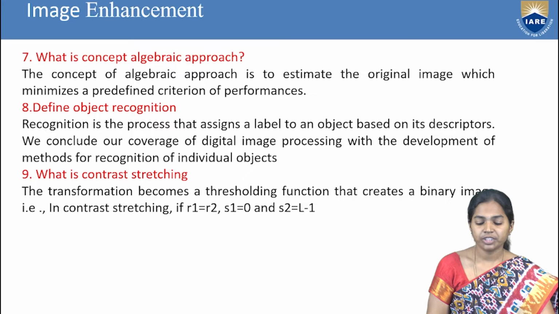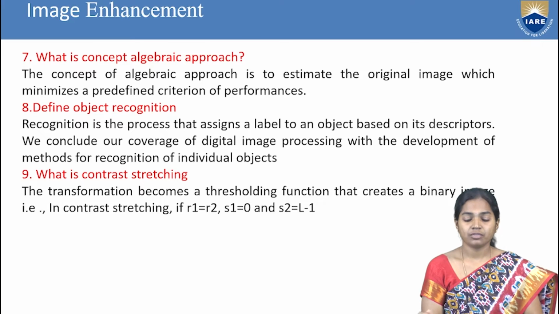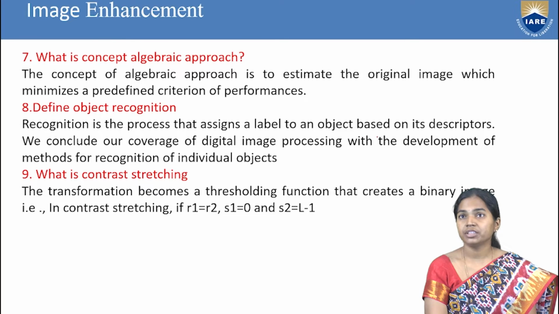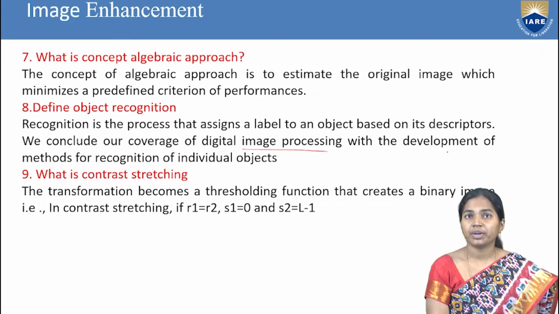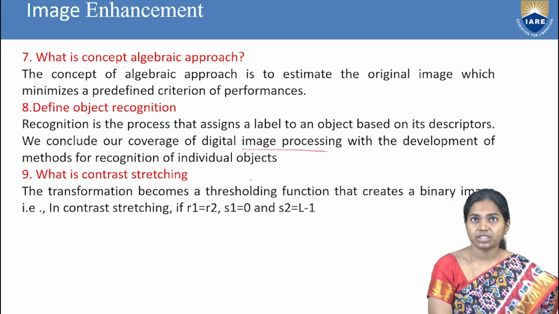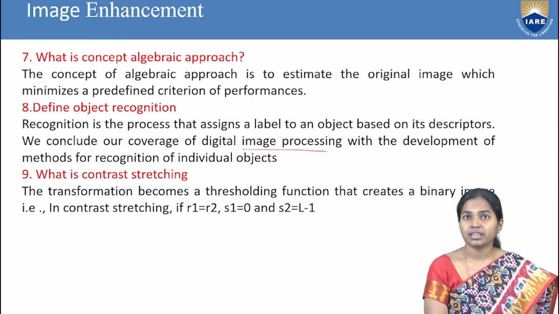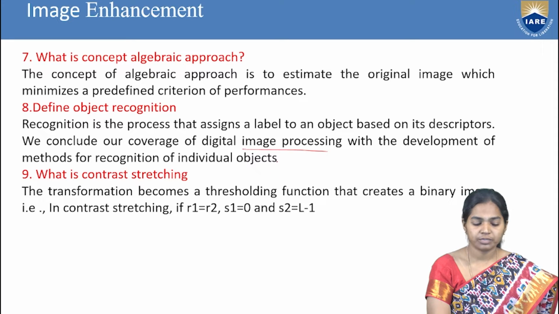Define object recognition. How do we detect an object? Recognition is the process of assigning a label to an object based on its descriptors. Here we conclude our coverage of digital image processing with the development of methods for recognition of individual objects.